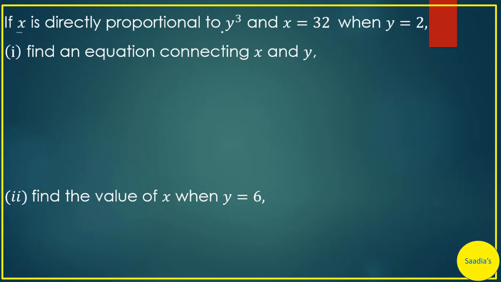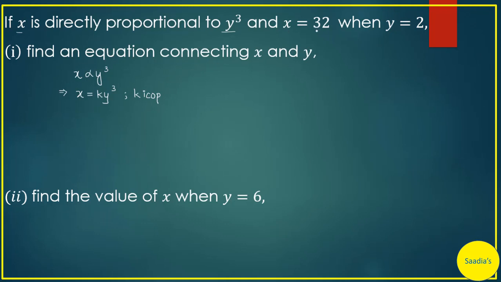X is directly proportional to y cube. It means we can write it in mathematical form as x ∝ y cube. And when we replace this proportional sign with an equal to sign, a constant k is introduced, where k is the constant of proportionality. So x is directly proportional to y cube. This means that x is equal to ky cube.